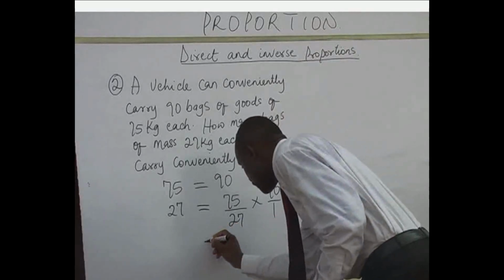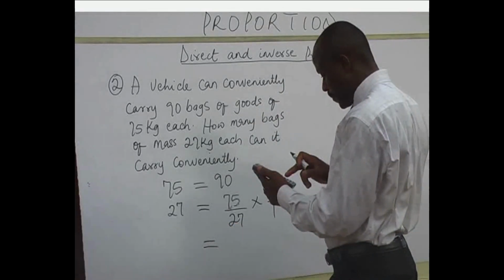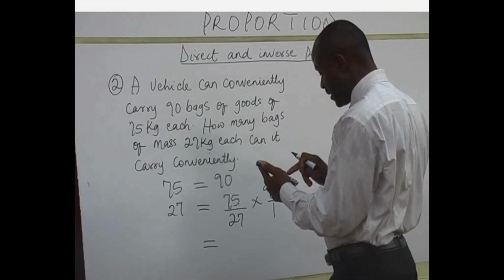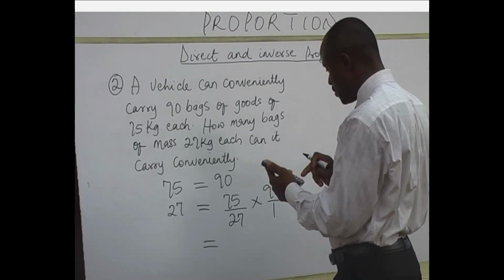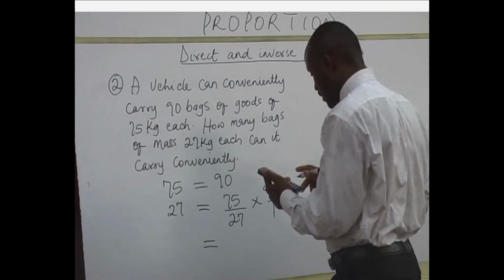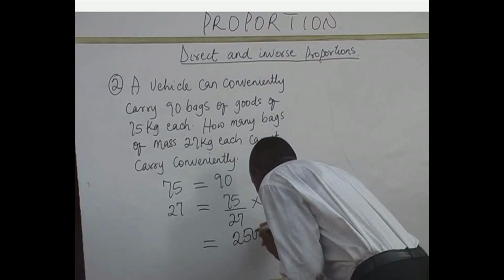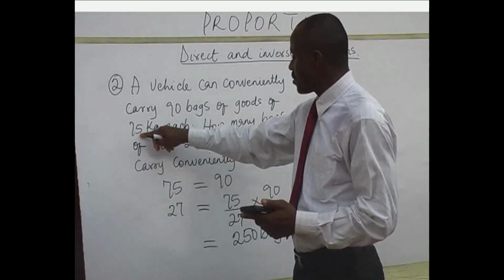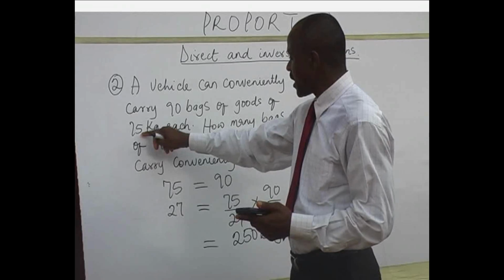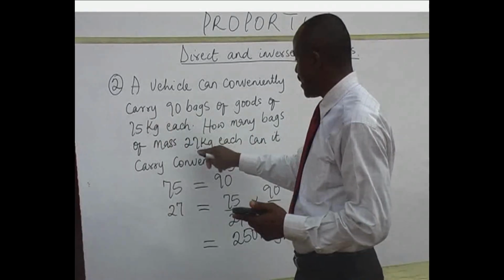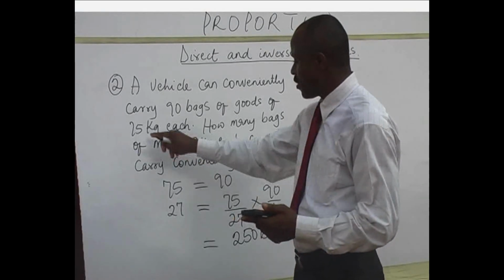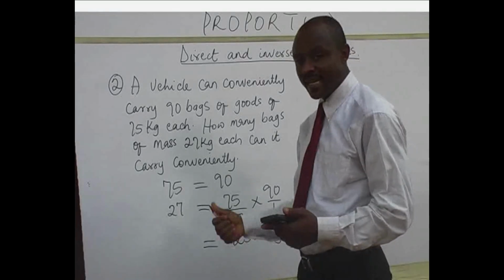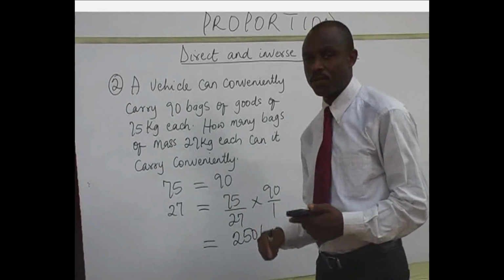We're going to use our calculator now. It's going to give us 75 times 90 divided by 27, which is 250 bags. You can see when the mass was 75 kilograms, the lorry could carry 90 bags. Now that the mass is 27 kilograms, less kilograms, the vehicle is carrying more bags, 250 bags. This is an example of inverse proportion.